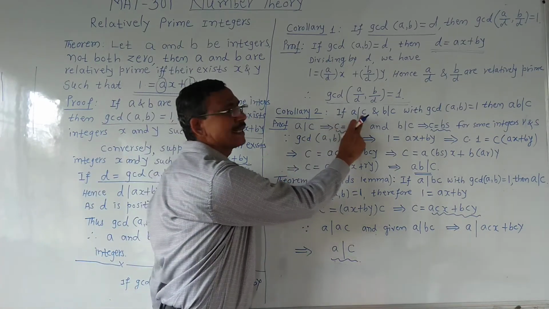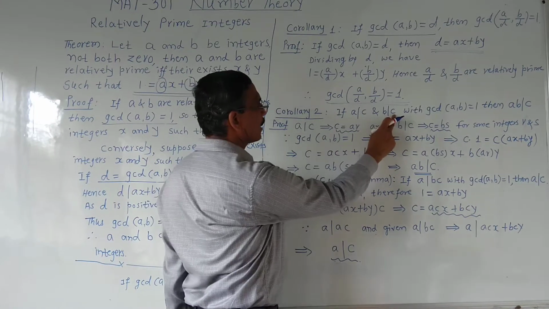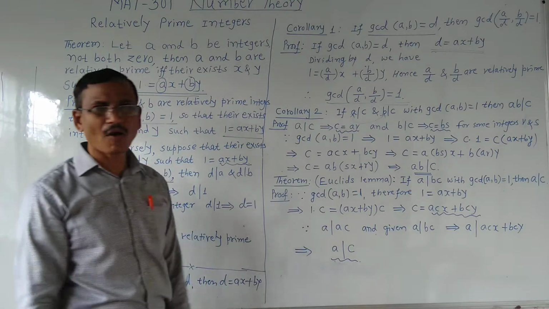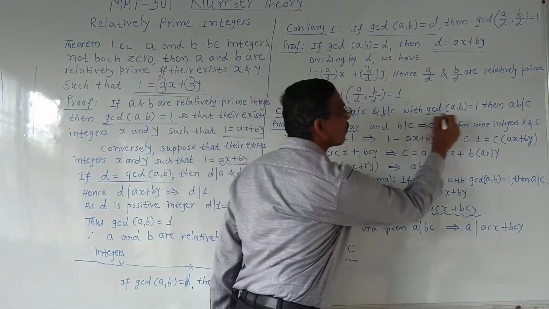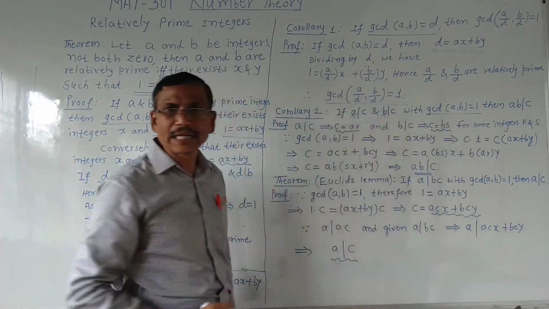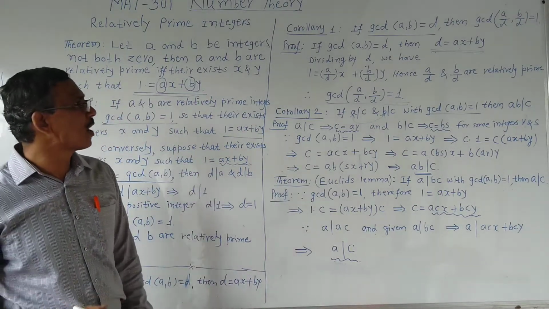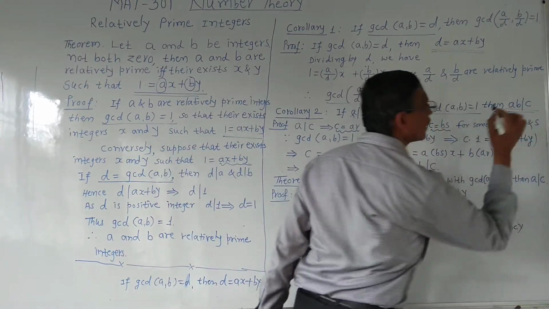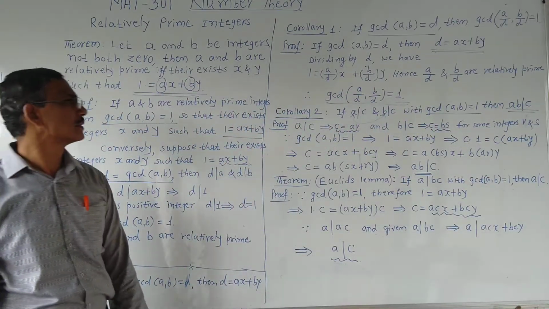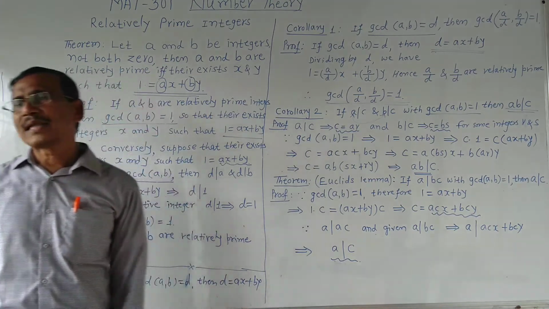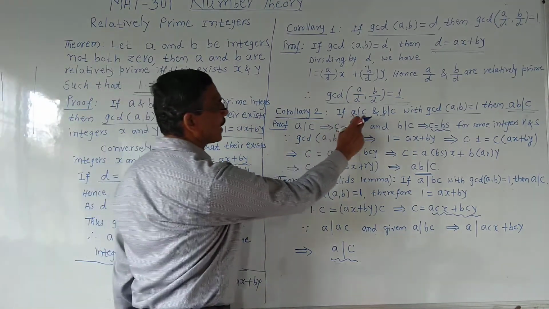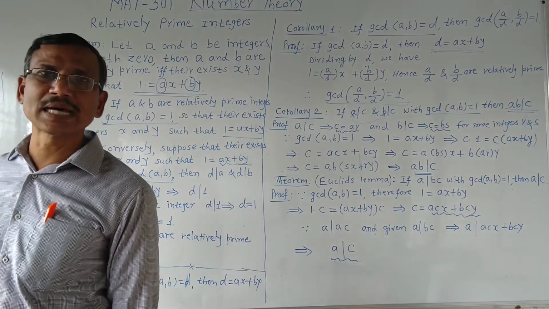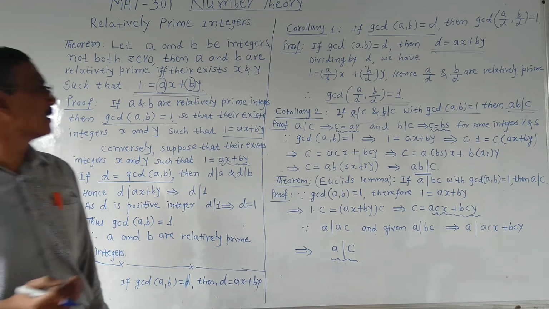Further, a divides c, b divides c, and the greatest common divisor of these two integers is equal to 1. That means a and b are relatively prime integers. Then we have to prove that the product of a and b also divides c, that is, a into b divides c. Now apply the definition of divisibility. Consider at first a divides c. a divides c means c is equal to a into some other integer. We have taken that integer as r.